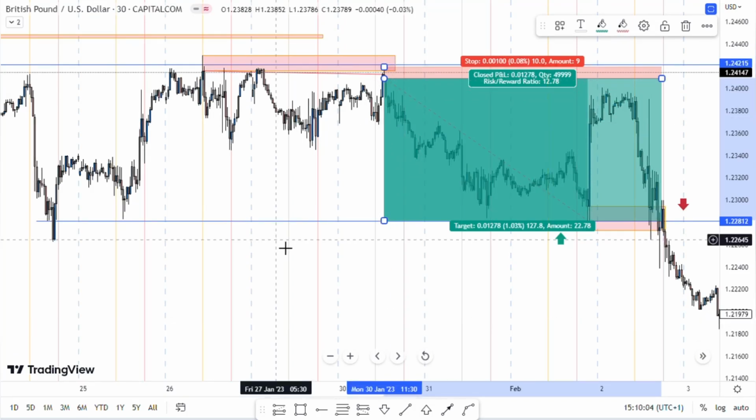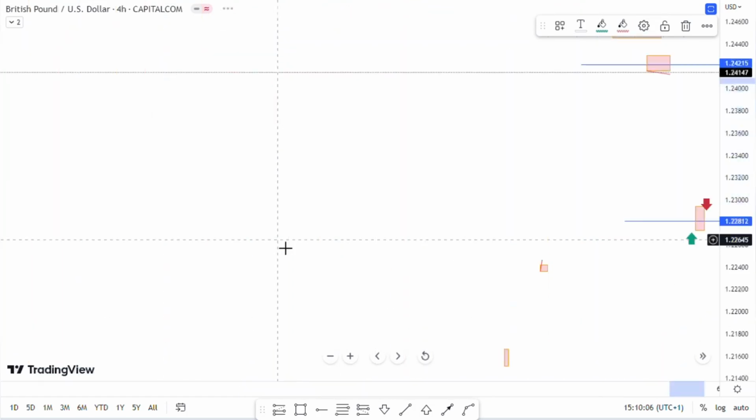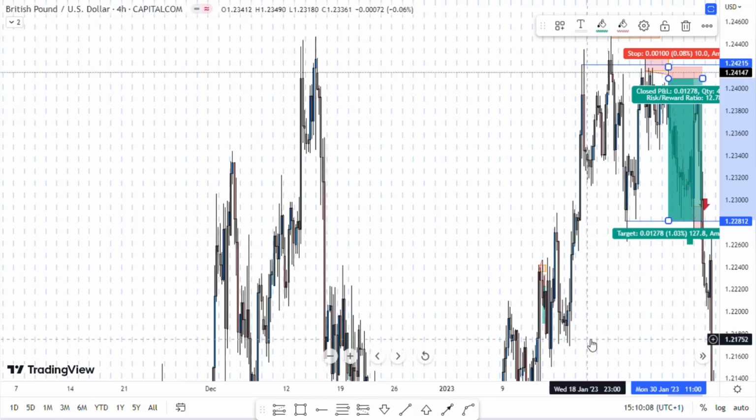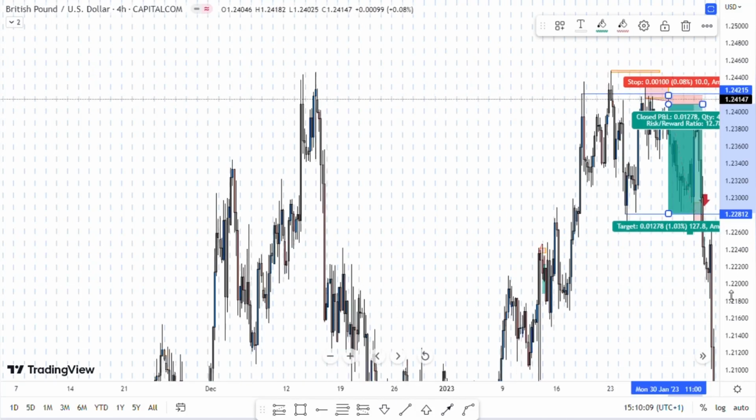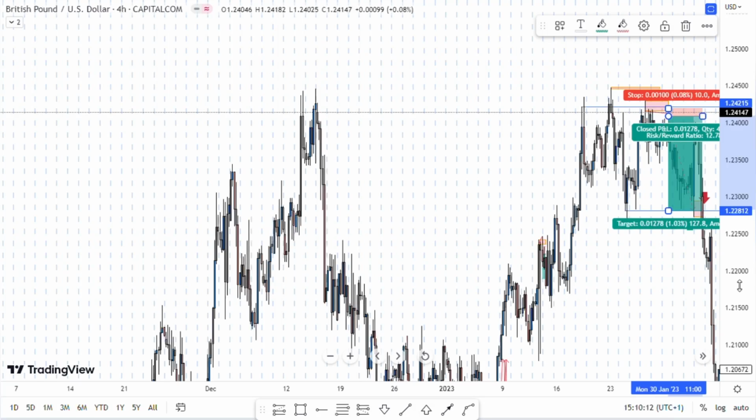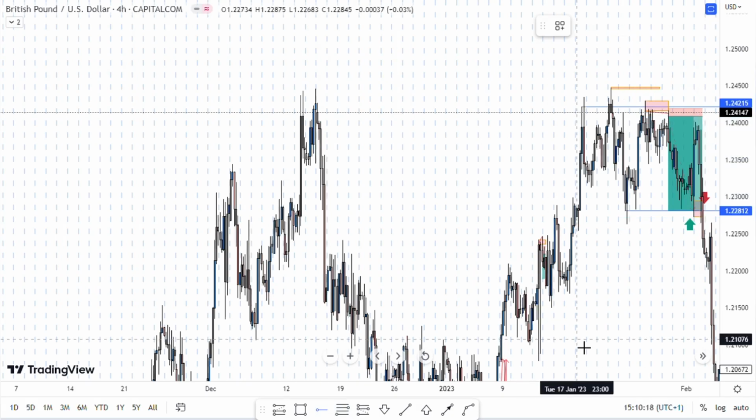Then we'll switch back to the 4 hours again to find our potential take profit. The next zone I'll try is this place, this price point. Let's see.